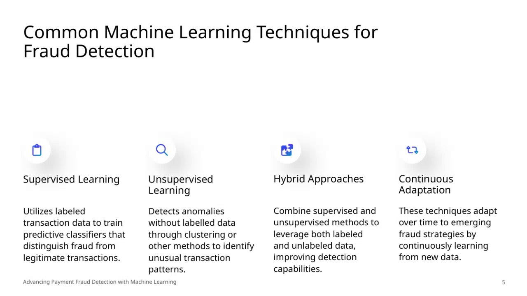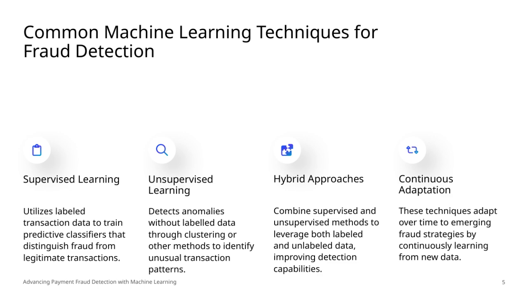When it comes to detecting fraud, there are several machine learning techniques that are commonly used. First, we have supervised learning. This method relies on labeled transaction data, meaning we already know which transactions are fraudulent and which are legitimate. Using this information, the model is trained to classify new transactions accurately.